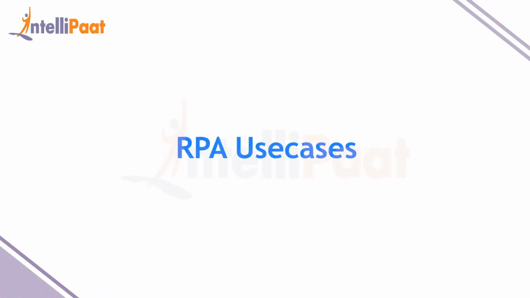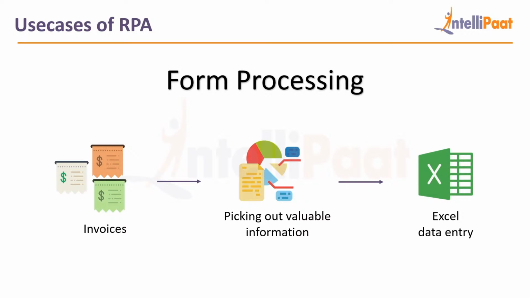Now let's talk about some RPA use cases, right? So far we have discussed a lot about RPA. Now let's talk about how industries are using RPA. So the first example that comes to my head is form processing, right? I've told you about data entry and everything which is out there. So if you're a company, you have a lot of invoices coming in. What you have to do is pick out valuable information from these invoices and do some data entry. Let me show you directly in UiPath how these things work.